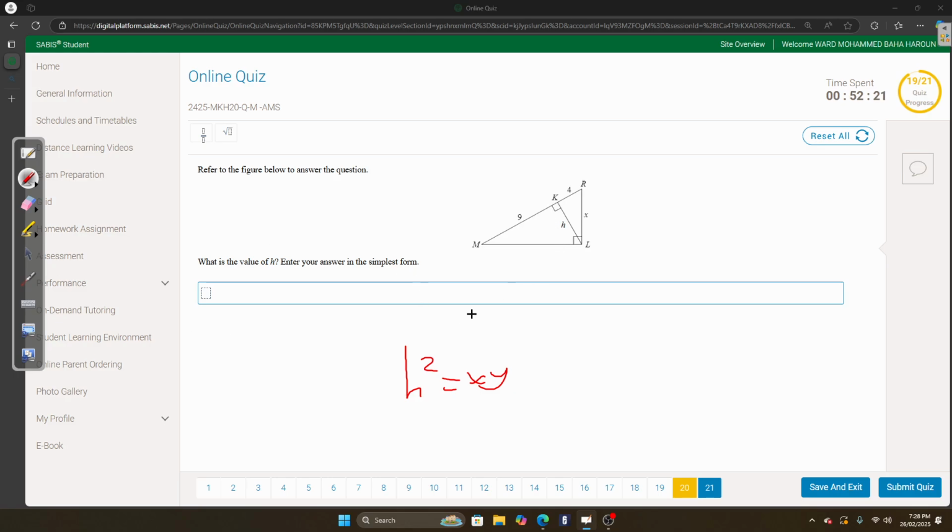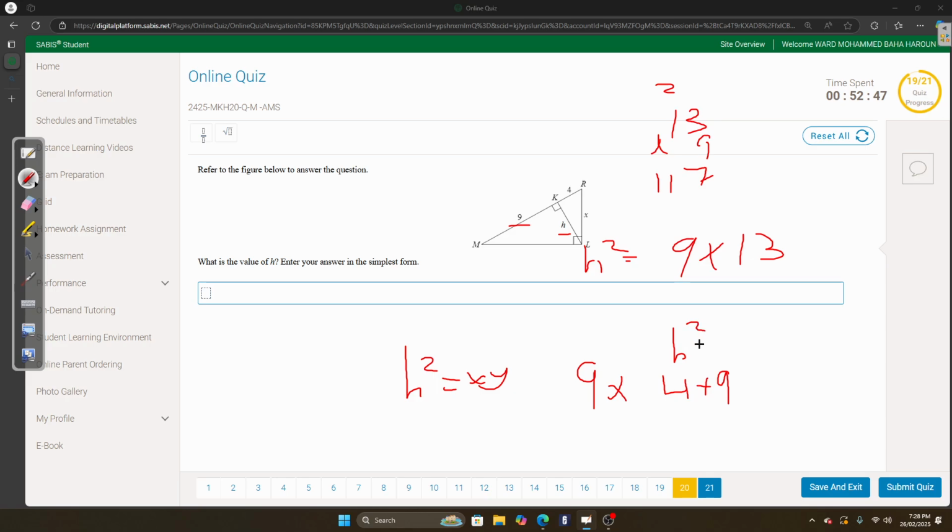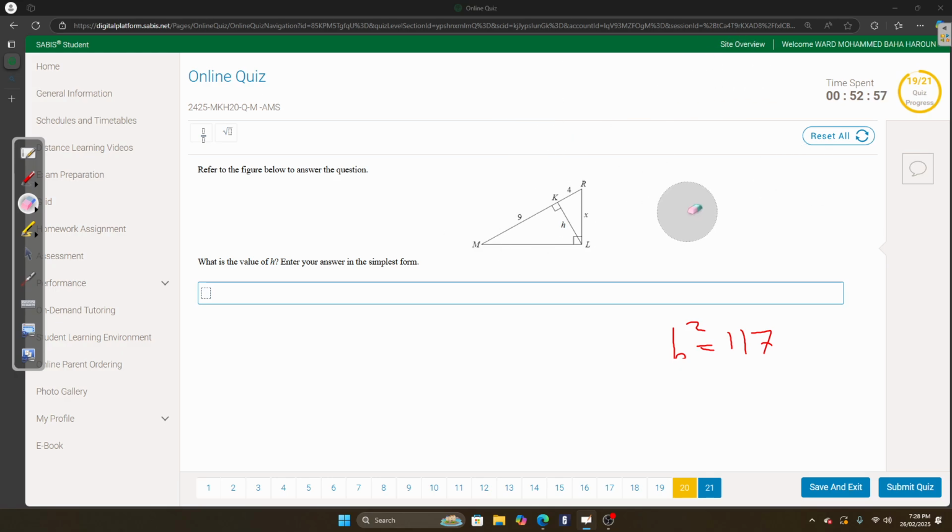Okay, for this one, since 9 is closer to h this time, this is the formula, by the way. Since 9 is closer to h, you do 9 times 4 plus 9. So it's 9 times 13, and h squared is equal to that. 13 times 9, 3 times 9 is 27, 9 times 1 is 9, 2 plus 9 is 11. So h squared is equal to 117. And I don't think this is right. Let me just check, because I don't think there's a square root for 117. Yeah, there is no.